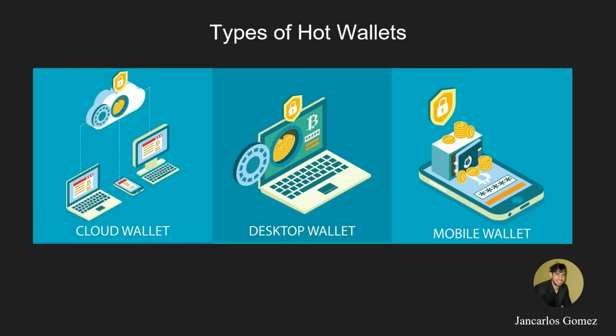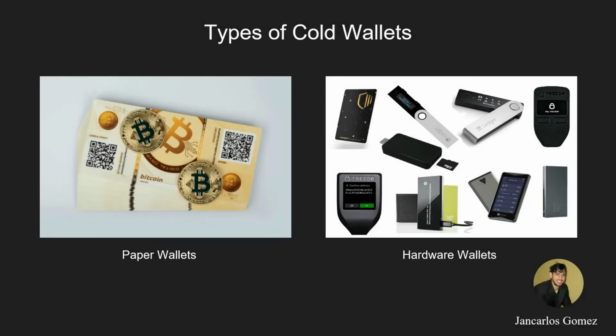Types of hot wallets. There is the cloud wallet, which is usually what is used on exchanges, the desktop wallet where you download a piece of software and you keep your keys on your hard drive, or a mobile wallet where you keep your keys and cryptocurrency in your phone. These are some cold wallets. There's paper wallets and hardware wallets. Paper wallets are a lot less secure since they can be damaged easily or misplaced. Hardware wallets are usually a better option and are worth the investment if you are investing a lot of cryptocurrency.